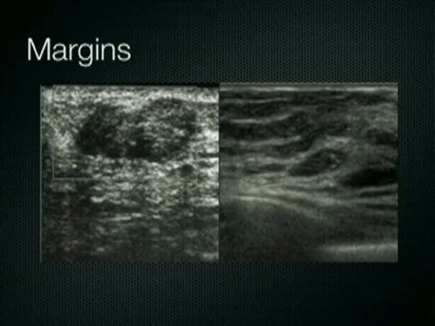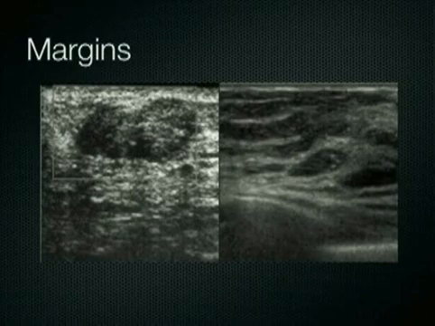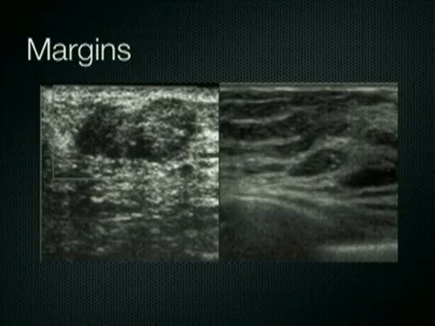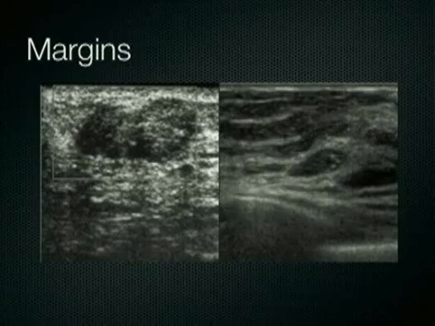Here's a fibroadenoma which shows a circumscribed margin, sharply defining the mass from the surrounding breast tissue on the left, and a smaller lesion, also fibroadenoma, showing similar features on the right.